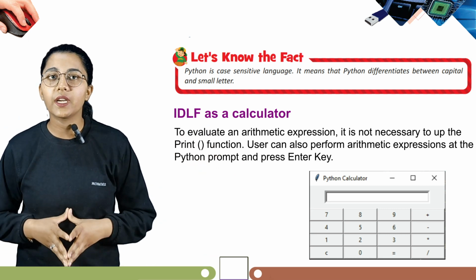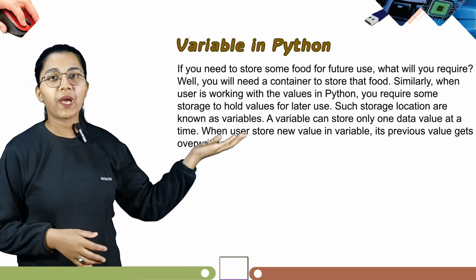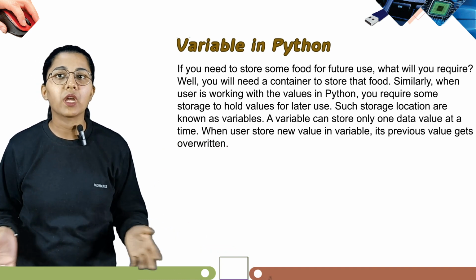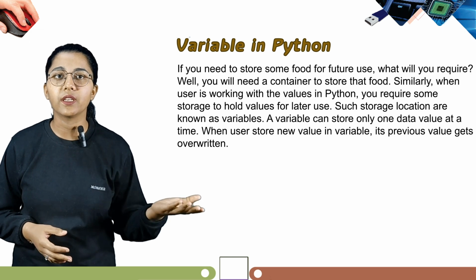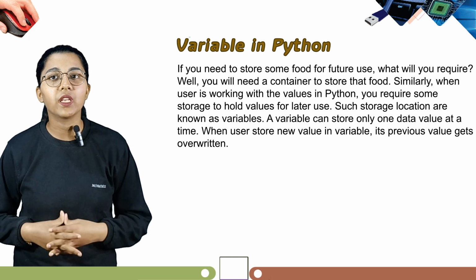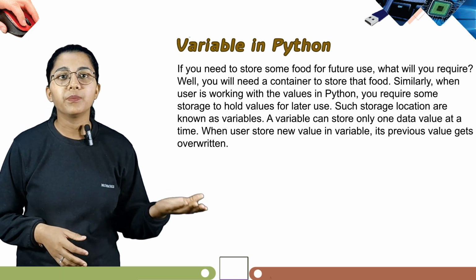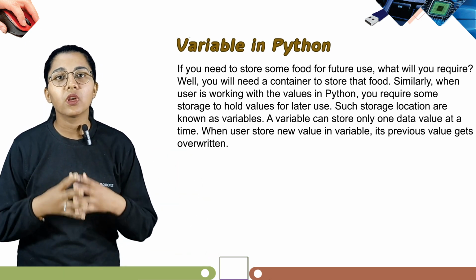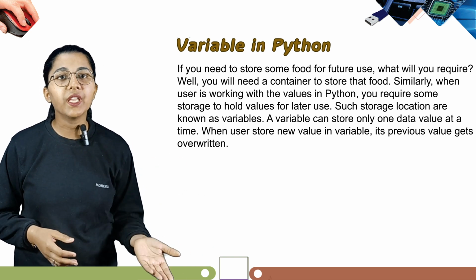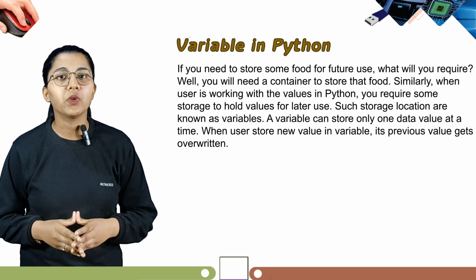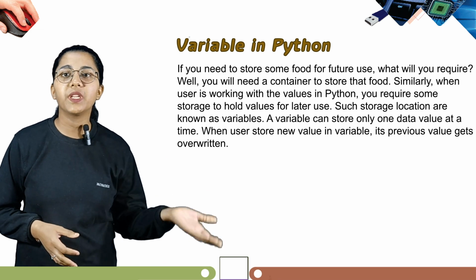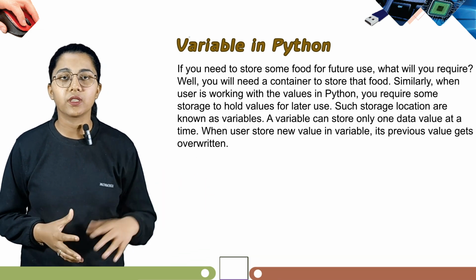Now let's read our next topic, that is variable in Python. If you need to store some food for future use, what will you require? Well, you will need a container to store that food. Similarly, when the user is working with values in Python, you require some storage to hold values for later use. Such storage locations are known as variables. A variable can store only one data value at a time, and when the user stores a new value in a variable, its previous value gets overwritten.